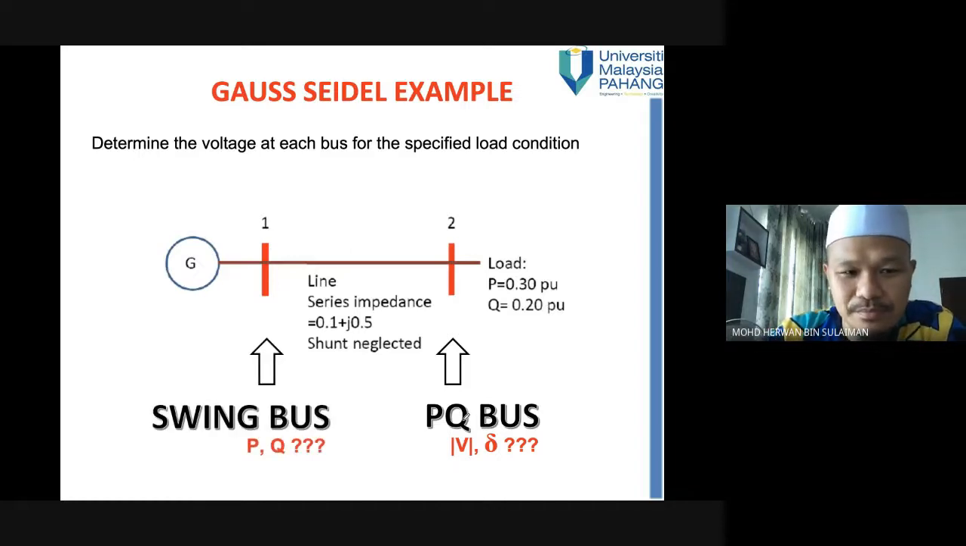So let's take a look at a two bus system. The question is to determine the voltage at each bus for the specified load condition. Here we have a load of 0.3 per unit P and 0.2 per unit Q, and then we have the series impedance, this is our R, this one our X. This is the swing bus, so we need to find the PG and QG. For the PQ bus, we need to find the voltage magnitude and the angle. So this is the task that we need to do.